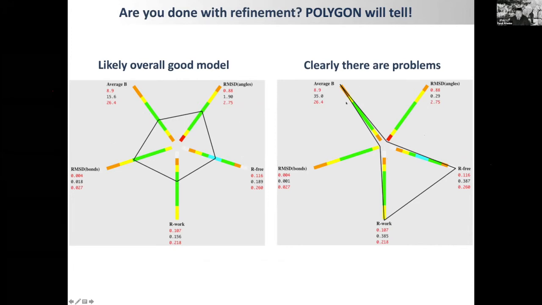However, if you have something like this on the right, that means there are issues. Your R work, your R free are way too high compared to all other structures in the PDB. The average B factor is very high compared to all other structures in the PDB. So that means your situation is very unusual. It doesn't mean it's wrong. Maybe there's an explanation why it is, but that means you're very unusual, and chances are you'll have to explain why.